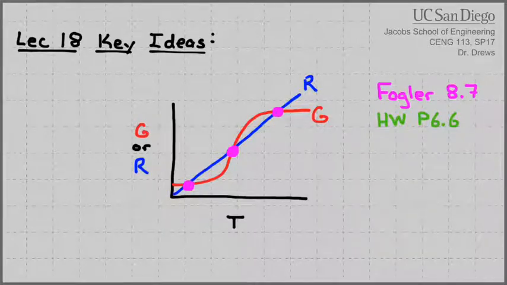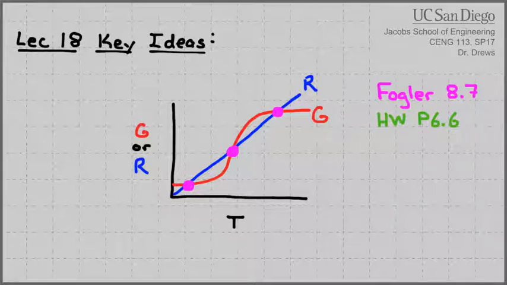The key ideas for this lecture are mentioned here, which is a plot. We're going to figure out what those terms mean, G and R, as we go through. This is covered in 8.7 in Fogler. This is called multiple steady states. So you'll see that's what 8.7 is labeled.